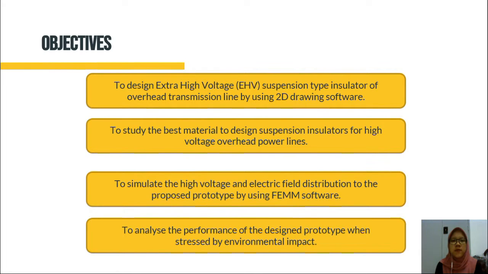So the first objective is to design an extra high voltage suspension type insulator of overhead transmission line by using 2D drawing software. The second objective is to study the best material to design a suspension insulator for a high voltage overhead power line. The third objective is to simulate the high voltage and electric field distribution of the proposed prototype by using FEMM software. And the last objective is to analyze the performance of the design prototype when stressed by environmental impact.